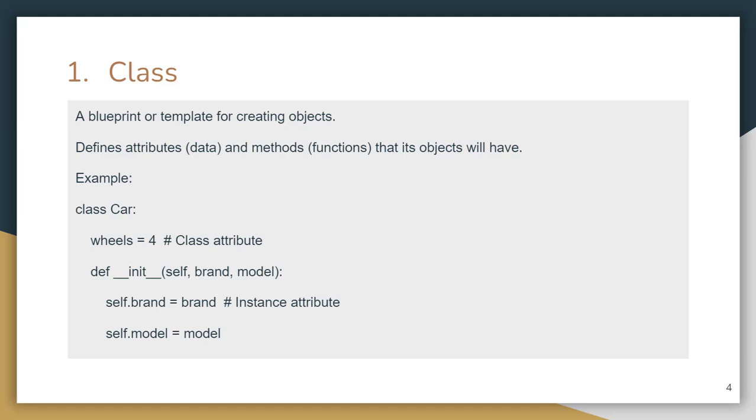self.brand equals brand means whatever value we give through the function during the function call will be stored in self.brand, that is, in the class brand. self.model equals model means whatever value we give during the call will be stored in self.model. self.model is a class property.